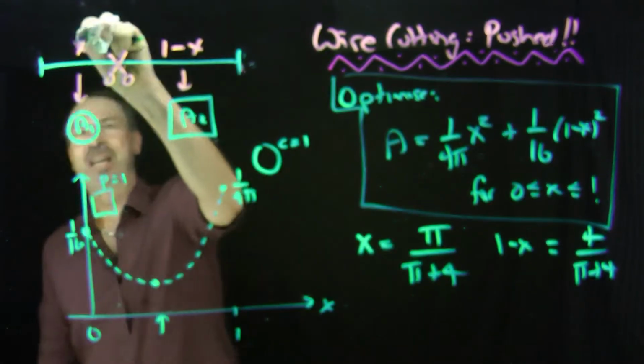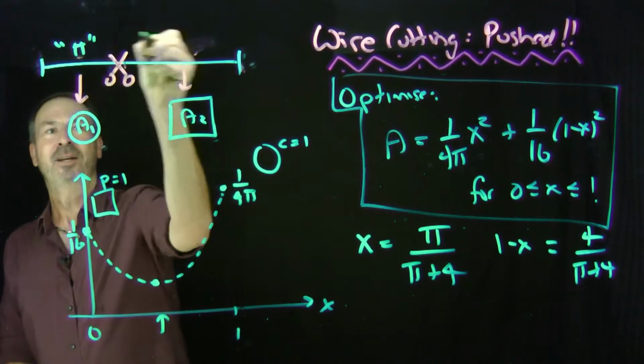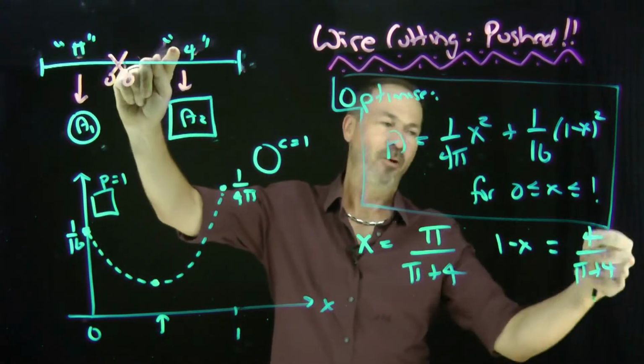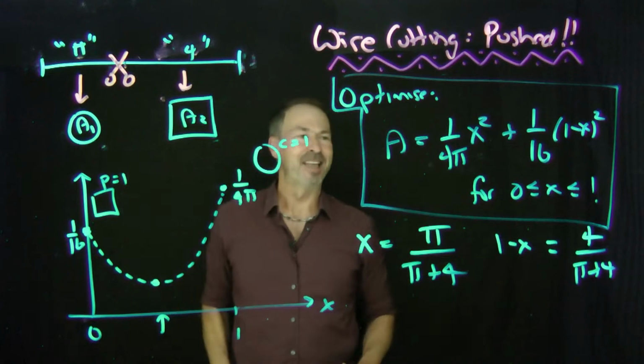That is, it'll be a little bit strange here. Chop the wire at a pi to 4 ratio. I mean, it's really pi over that denominator, 4 over that denominator. Yeah, in a pi to 4 ratio with the total length being 1. There's the answer to that question.